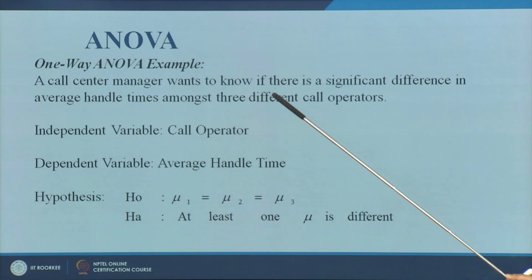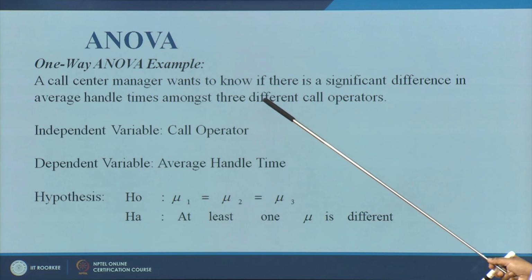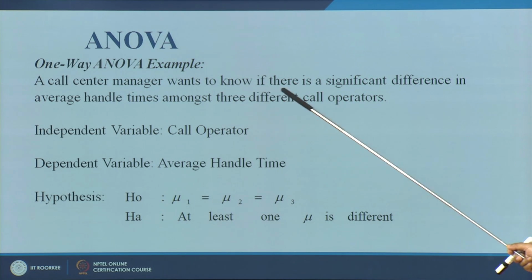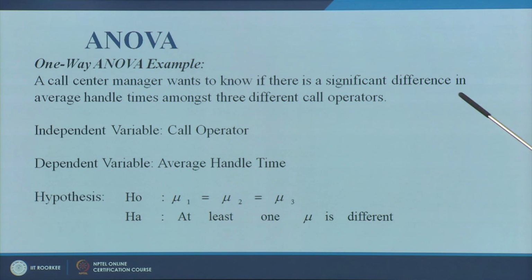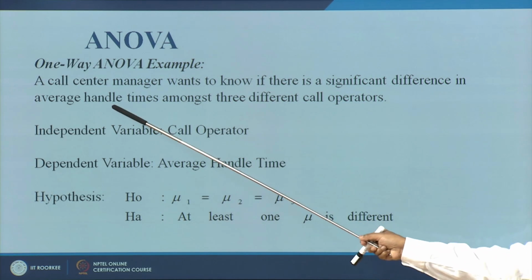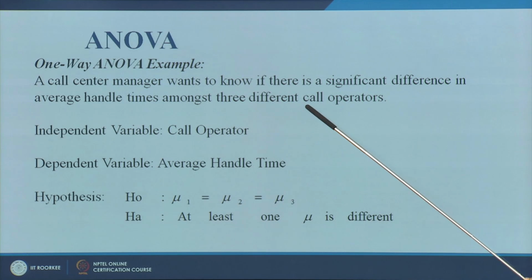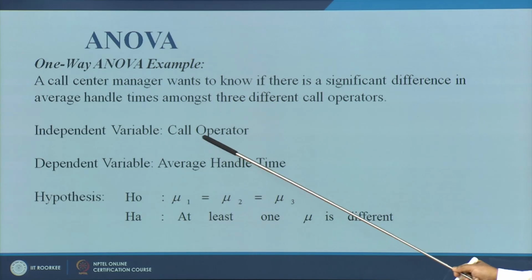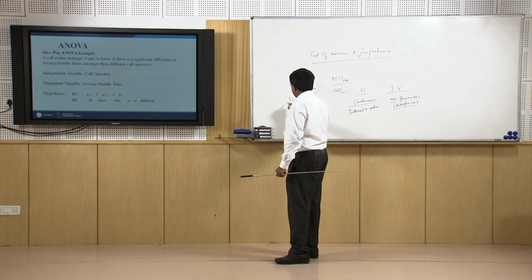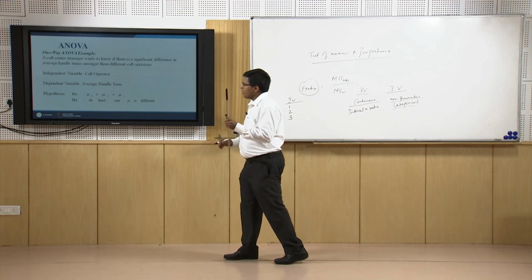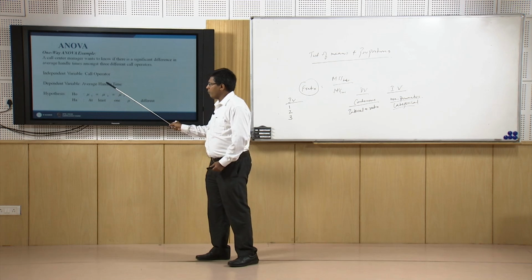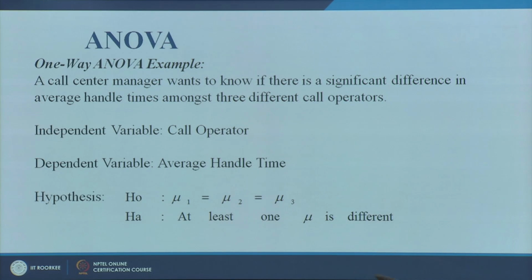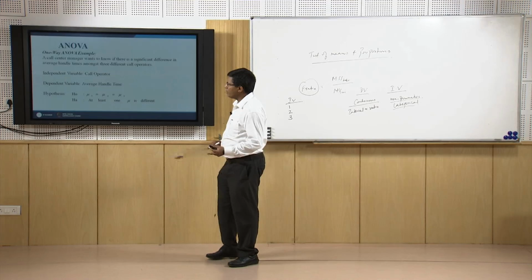So, this is an example. I will also solve a problem. Let us see one. A call center manager wants to know if there is a significant difference in the average handle times among 3 different call operators. So, there are 3 different call operators, and the independent variable is the call operators. Let us say the independent variable is call operator 1, call operator 2, call operator 3. The dependent variable is my average handle time.